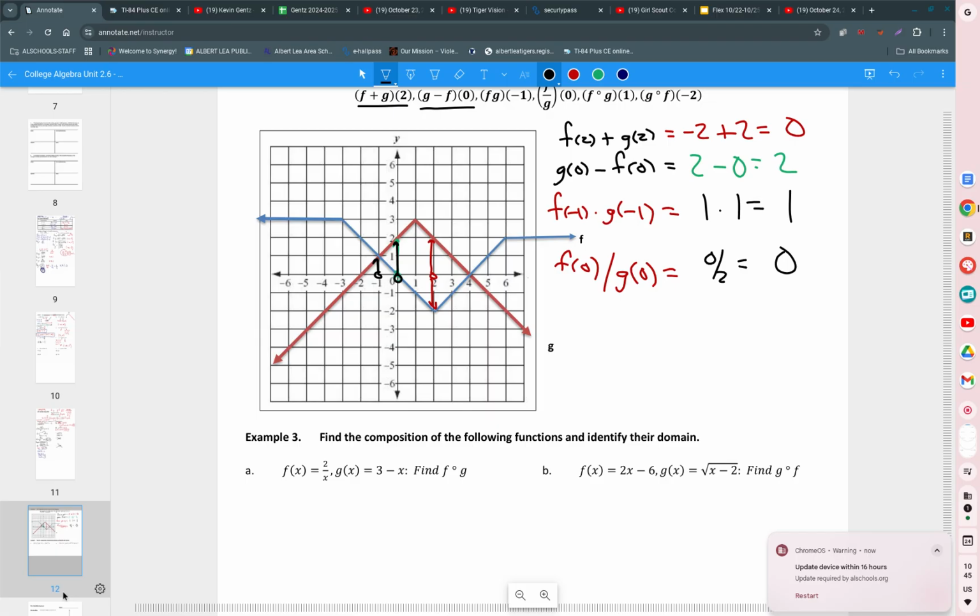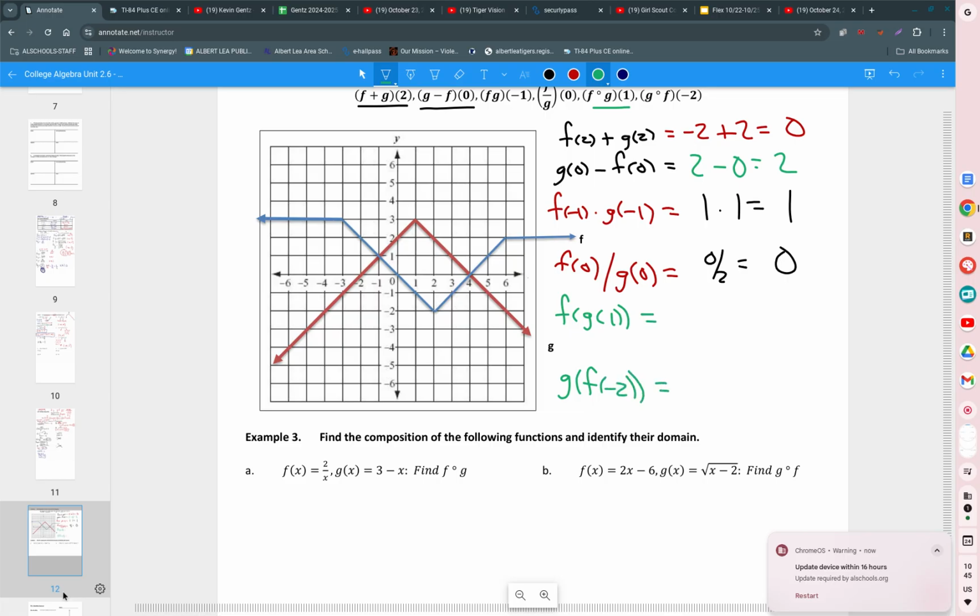Then let's move on to the new part, which is let's compose them together. So notice it says f of g of 1. So I'm doing f of g of 1. And I'll do g of f of negative 2. I'll do the first one. You can do the second one.